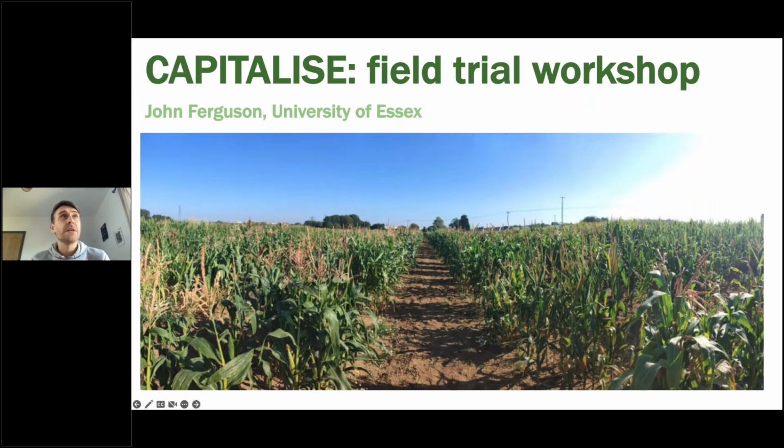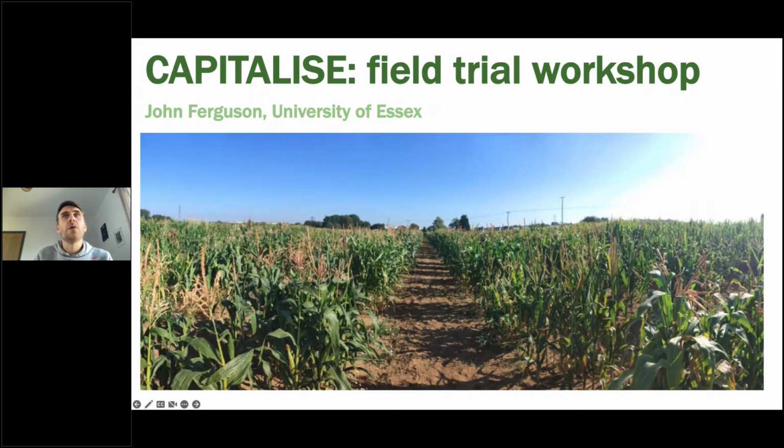So my name's John Ferguson. I work at the University of Essex, and I work with the CAPITALISE consortium, where my main responsibilities are related to developing and utilising high throughput phenotyping approaches to characterize natural variation in the CAPITALISE species of interest. I'm really interested in developing and using photophysiological phenomics pipelines that allow us to gather vast amounts of data relating to aspects of photosynthesis that are potentially limiting productivity.